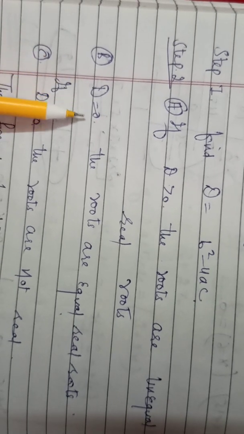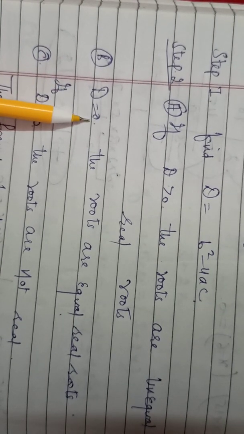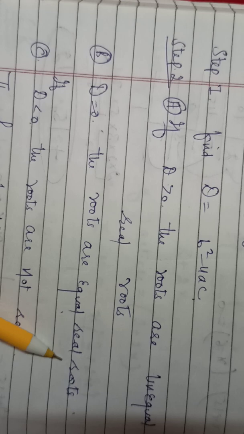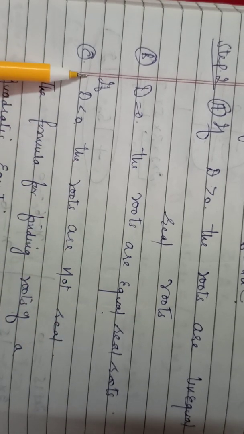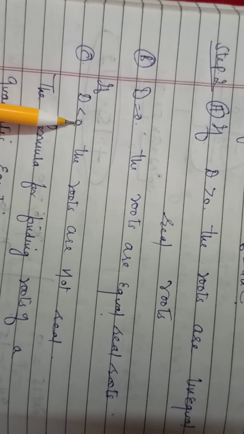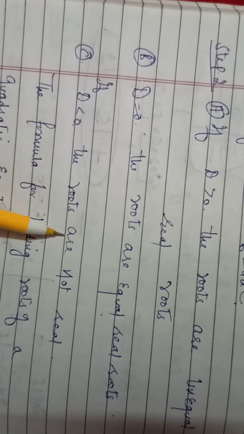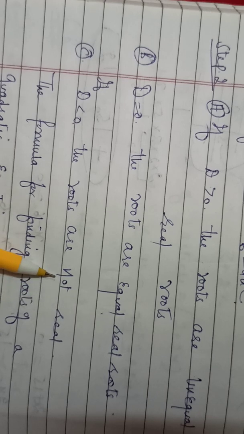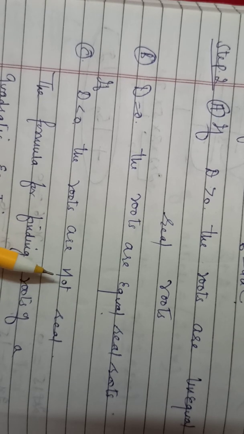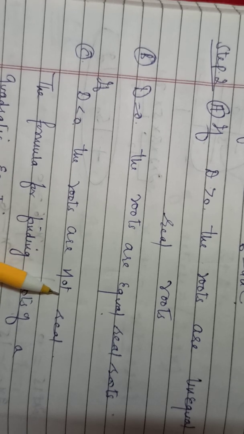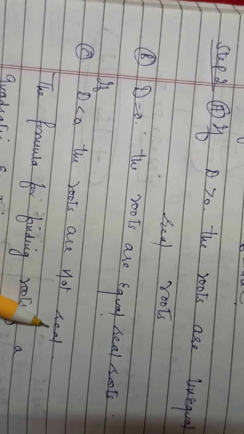Second, in case d is equal to 0, then the roots are equal and real, right? And in case d is less than 0, if discriminant is less than 0, in that case the roots are not real, roots are imaginary, and we deal with the imaginary numbers in the next classes. Next, in 11th class you will come to know about the imaginary numbers. Till 10th you study only the real numbers, okay?